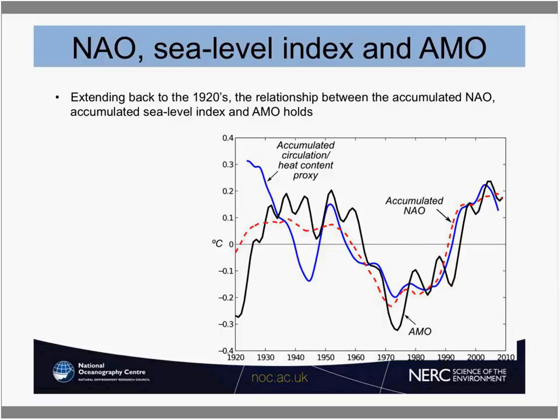We've got the NAO again in the red dashed line. This is accumulated forward in time. We've got our sea level index, which is the blue line, and we've got the AMO, which is the black line, so the multidecadal variations of surface temperatures. There's a bit of a blip in the 1940s, when sea surface temperatures are very cool. Anyway, but from about 1950 onwards you get very good agreement between them.